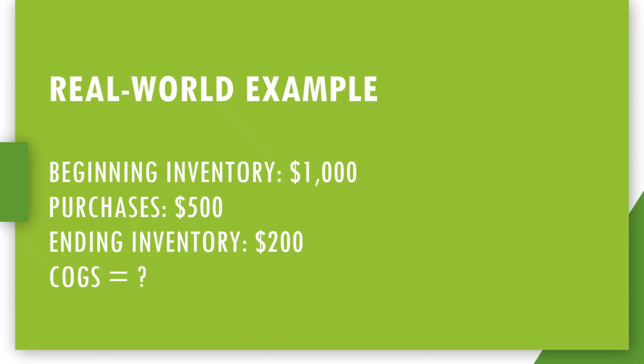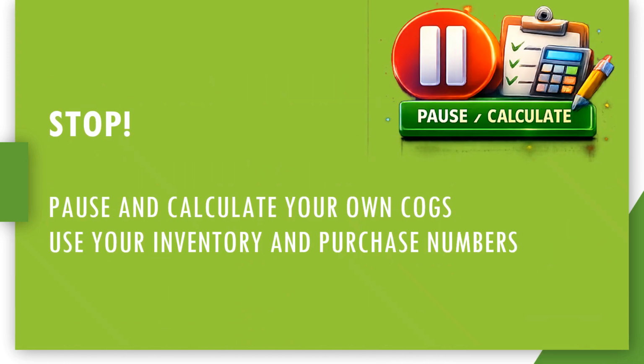Real world application. A small bakery buying flour and sugar, then selling cupcakes. Knowing COGS tells you what each cupcake costs to produce, helping with pricing and planning. Try your own numbers as we move along. Now it's your turn. Grab a notebook or spreadsheet and try calculating COGS for your business, project, or freelance work. Don't skip this. Doing it yourself makes it stick.